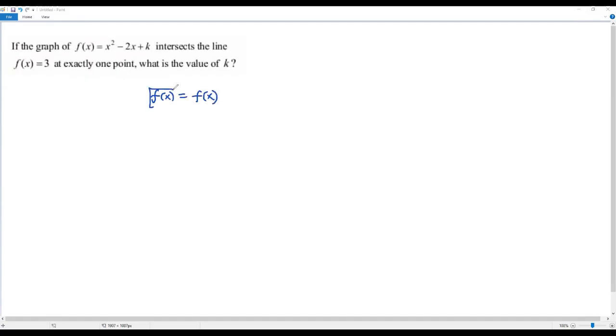For the f(x) on the left side, let's consider the first equation, that is x² − 2x + k. Let me write it over here, x² − 2x + k. And for the f(x) on the right side, let's consider the second equation, that is 3. We can plug in this 3 for f(x) over here. Okay, now let me subtract 3 from both sides. Then the 3 and negative 3 will cancel out, and I'm getting x² − 2x + k − 3 = 0.